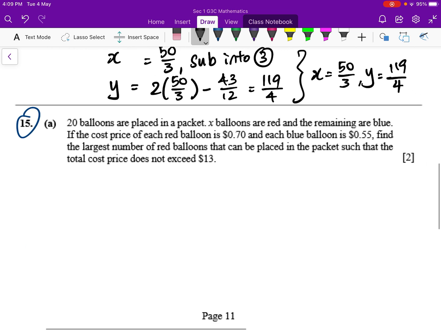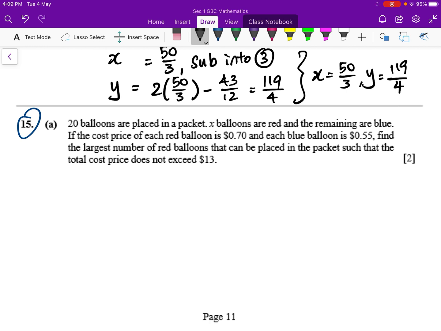Next one, 15a. 20 balloons in a bucket. x are red, remaining are blue. Cost of each red is 70 cents, each blue is 55 cents. Find the largest number of red balloons that have been placed such that total cost does not exceed $13. So this portion, total cost does not exceed $13, tells us we should be using inequality.